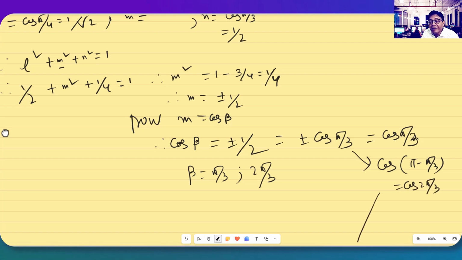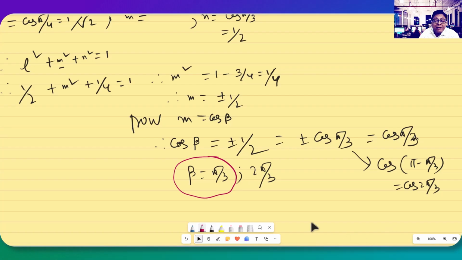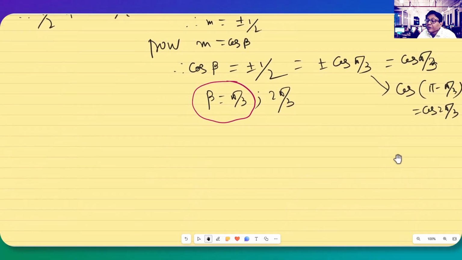In fact, for the angle made by a line, we will state the acute one always, that is pi by 3. The obtuse one you can state, but normally we state the acute one. So the angle made by this vector with the y-axis is pi by 3. Hope you have understood.